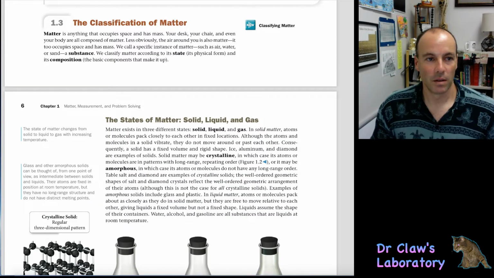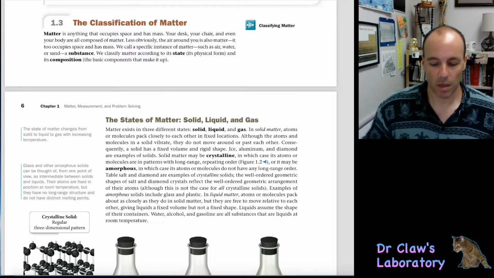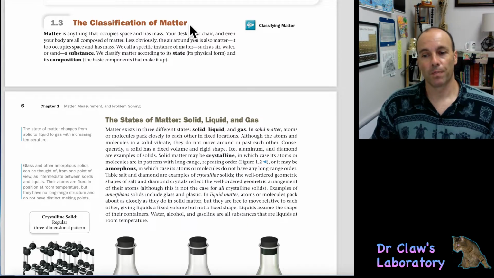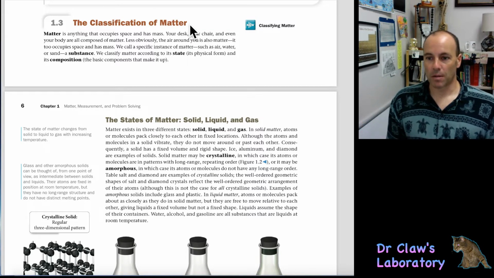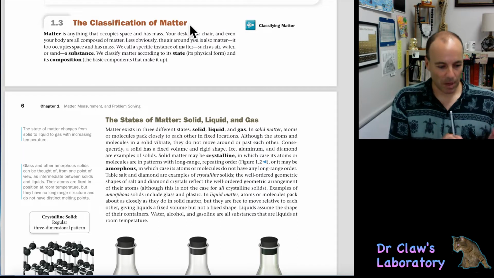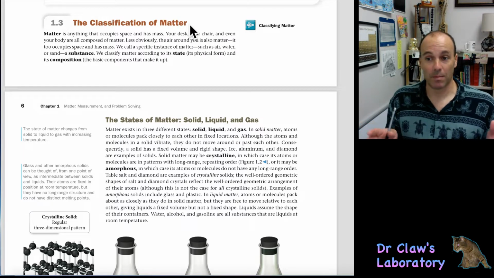Let's continue on in chapter 1. In section 1.3, we're dealing with the classification of matter. All of the matter that you see around you, how do you divide it into different categories? You have this type of matter, that type of matter, and that type of matter. How can we divide it up?